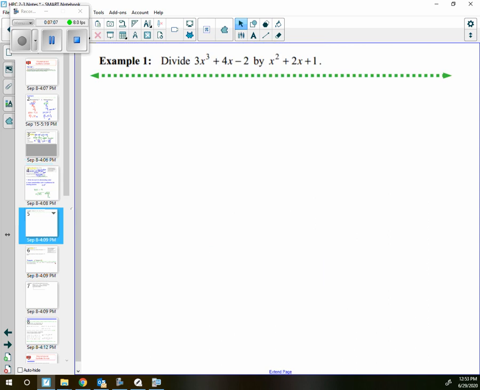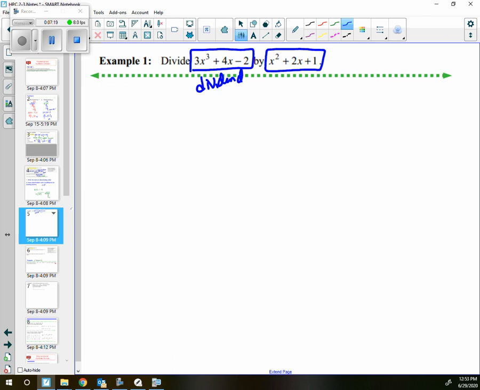All right, so let's take a peek and see if we can try to do this division and see if this works. So we're going to take a degree 3 and we're going to divide it by a degree 2. So this is your dividend and this is your divisor. And what we're going to be looking for is our answer, which is the quotient. So we're saying, hey, we're going to do 3x cubed plus 4x minus 2. We're dividing it by x squared plus 2x plus 1, and I want to see what my quotient is. I want to get that answer.